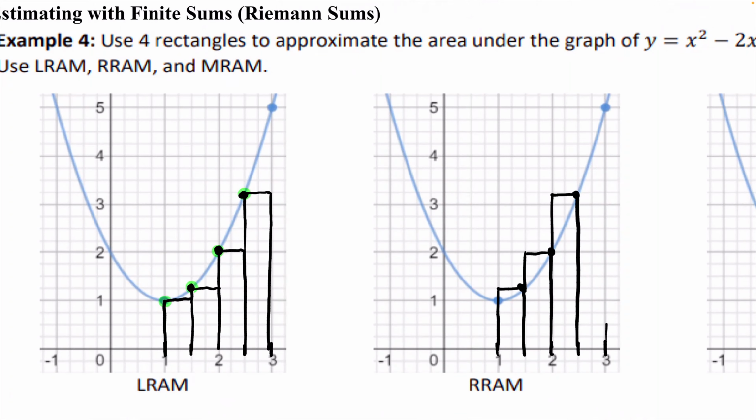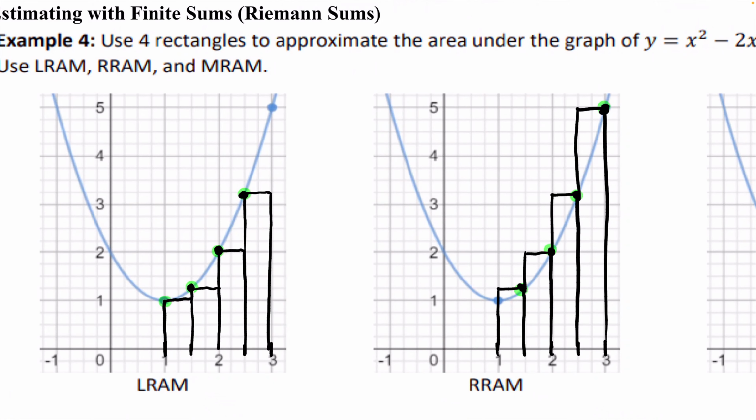Last one is 3. For 3, I'm going to go all the way up. That dot's already made for me, so I can go there, go left, and there you go. The graph hits each rectangle at the top right corner.